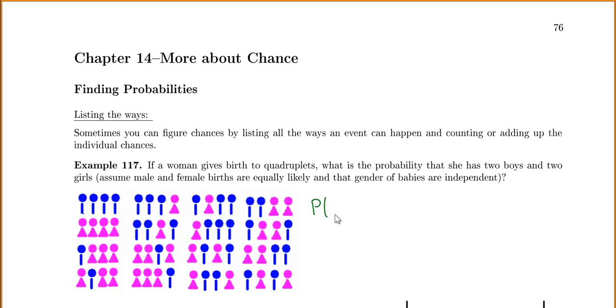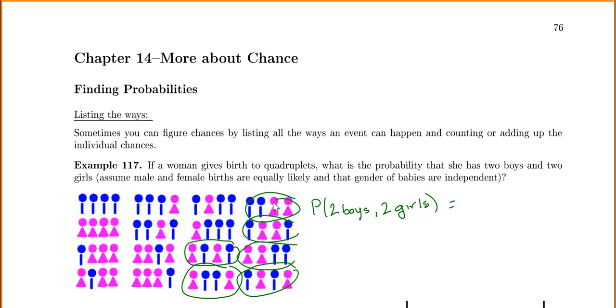So we're looking for the probability of 2 boys and 2 girls. What I can do is just come through and look at all of the outcomes that have 2 boys and 2 girls. So this one has 2 boys and 2 girls, as does this one, this one, this one, this one, and this one. I think those are all of our options that have 2 boys and 2 girls.